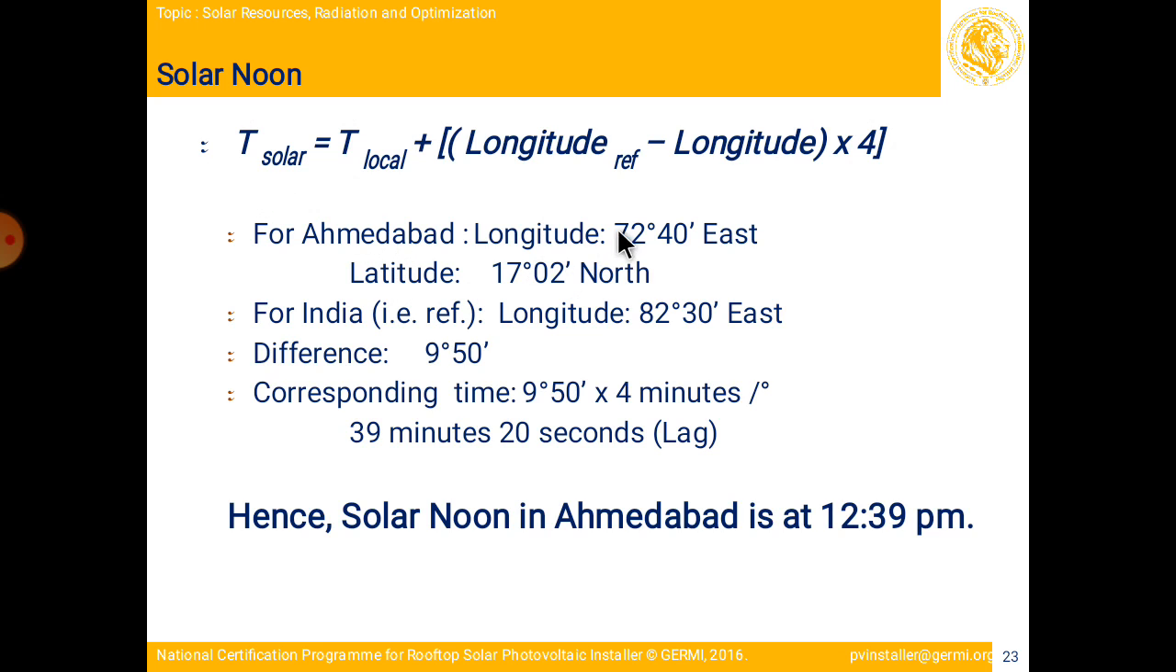So for Ahmedabad, the longitude is 72.40 east and latitude is 17.02 north, and for India, the reference is 82.30 east and the difference is 9.50. From that, 9.50 multiplied by 4 minutes gives a difference of 39 minutes and 20 seconds lag. When the sun comes exactly on our head, we say that at exactly 12 o'clock the sun is on our head, but that is not the case. Exactly 39 minutes and 20 seconds after 12 PM we will have the sun on our earth exactly. So this tells us what our sun's position will be throughout the day. Hence the solar noon in Ahmedabad is at 12:39 PM.